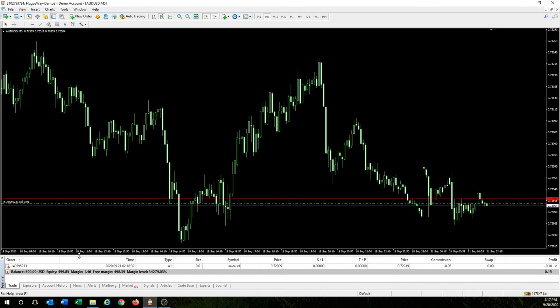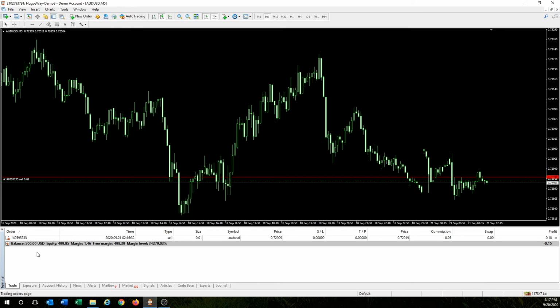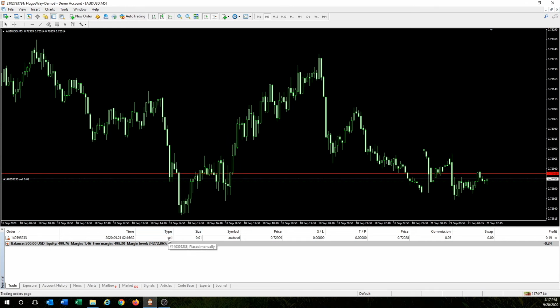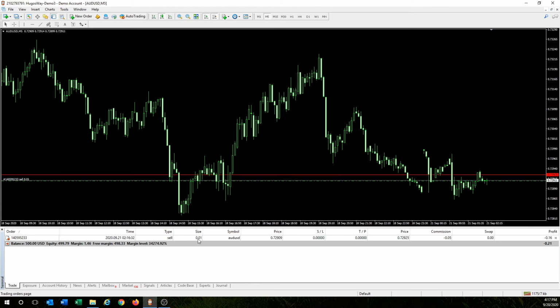And here, let's just stretch this a little larger. Here it gives you information about the trade. So here it tells us what time we placed the trade, the type of trade, whether it was a buy or sell, and our size of our trade, so that's the lot size or volume. It's showing us the symbol we're trading, which is Australian dollar versus the US dollar, what price we placed that trade, and a stop loss and take profit.